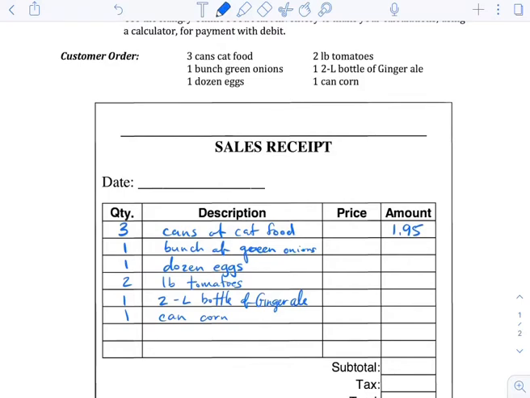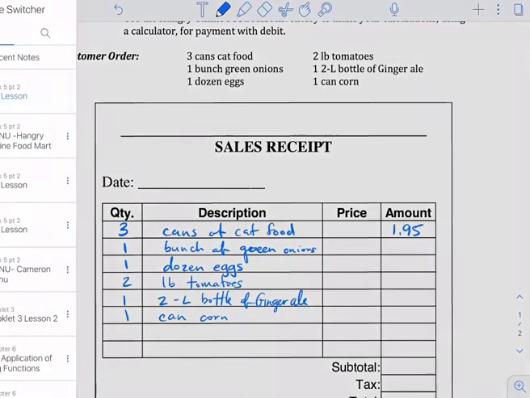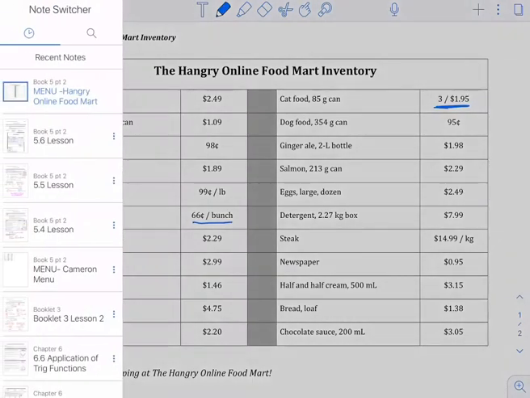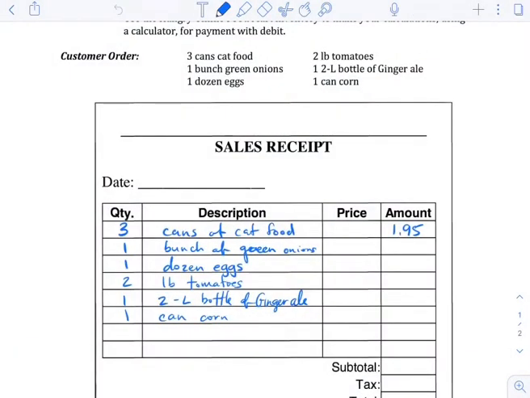Next, we look for 1 bunch of green onions. If I go back to our menu and we look for green onions, I see green onions over here on the left, and it says that it's 66 cents per bunch. So that's for 1 bunch, 66 cents. So our price is 66 cents per bunch, but that's going to be our total because we're only buying 1 bunch. I can put 0.66 in here. But the amount is what we're interested in.